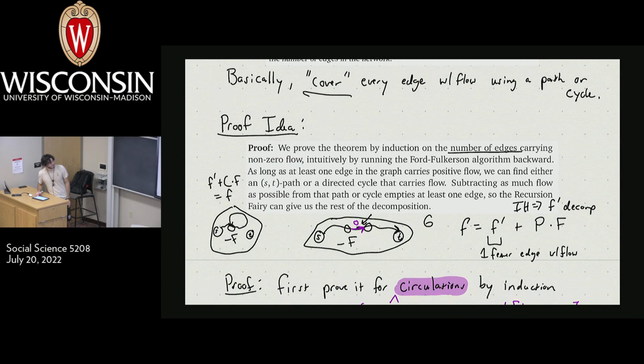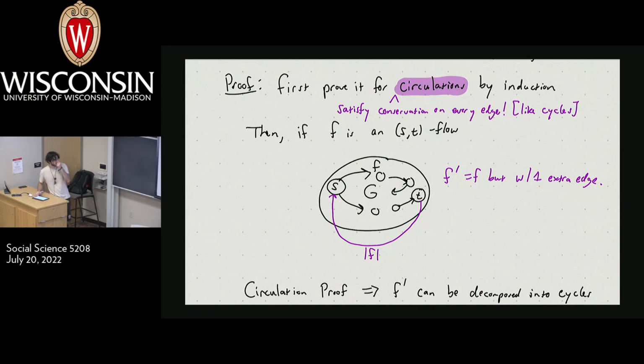So that's the idea. Now to make it formal, you first want to prove it for circulations. A circulation is essentially a cycle. It's just satisfying conservation on every edge, so it includes S and T. In normal flows, S and T don't have to satisfy conservation. The source is allowed to generate new things out of nowhere, and the sink is allowed to vaporize things and make them go away forever. But in a circulation, even for S and T, conservation holds.